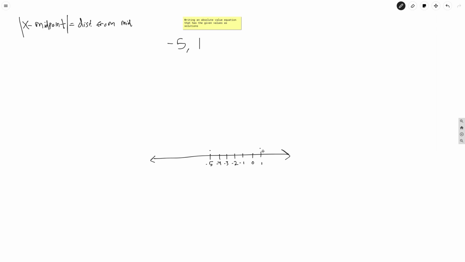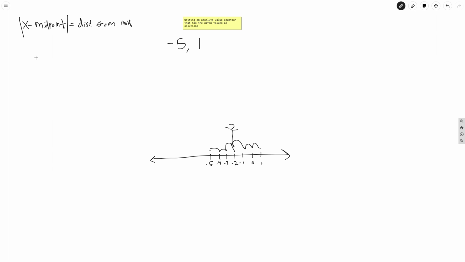So we have -5 and 1, right? How many numbers are between these two? 6 whole numbers are between these two, right? So our midpoint would be the distance of 3 from each, meaning it would be here, right? It's like 1, 2, 3. So -2 is my midpoint here, right?